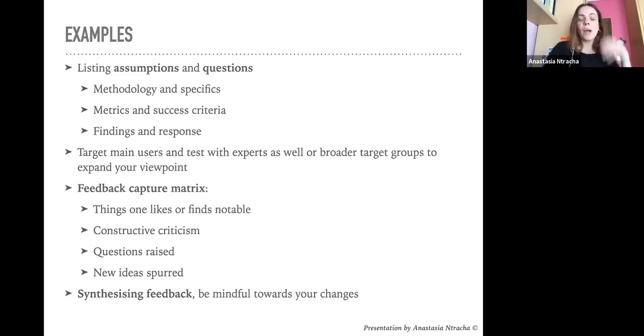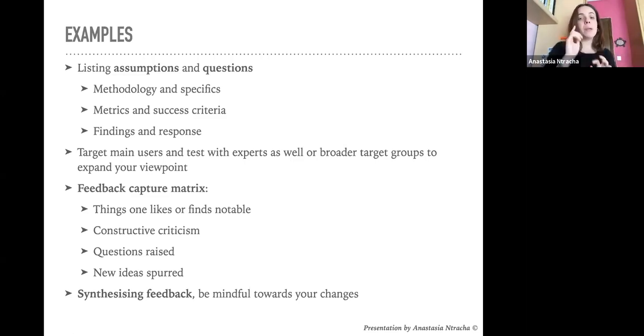And a way to capture feedback if you're observing your user interacting with your product is to create a cross. In one corner, write down the things that the user seems to like or notice. In another corner, the constructive criticism. In another corner, the questions raised while they were interacting and the new ideas perhaps spurred by this interaction. And then make sure to synthesize all that feedback and make the appropriate changes to your prototype to test it again.